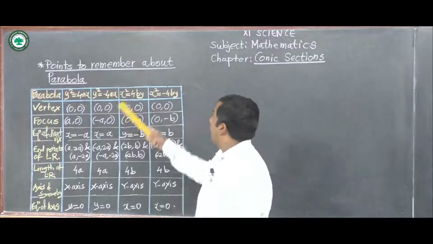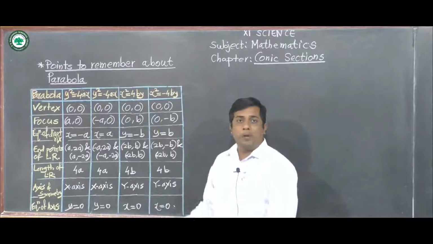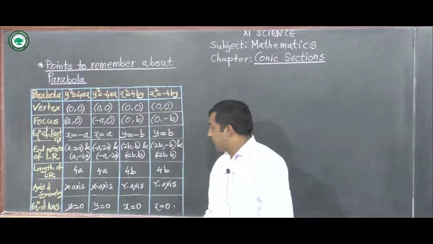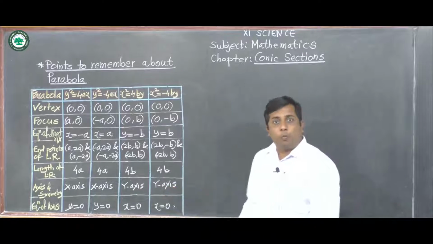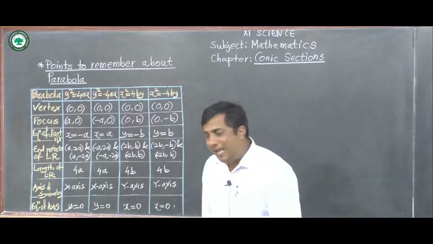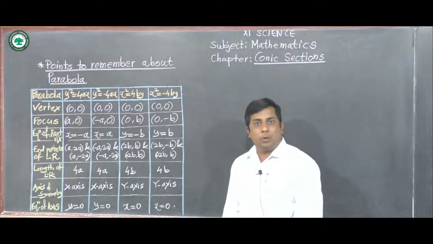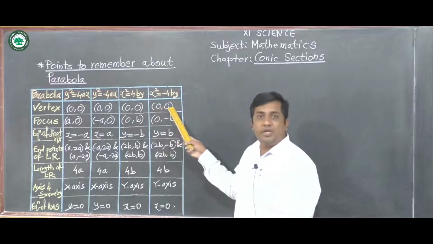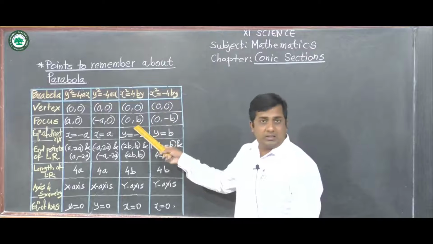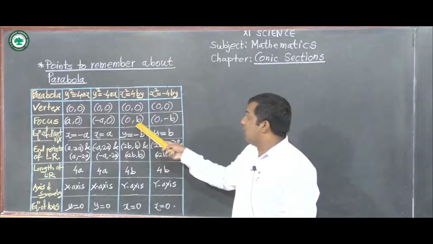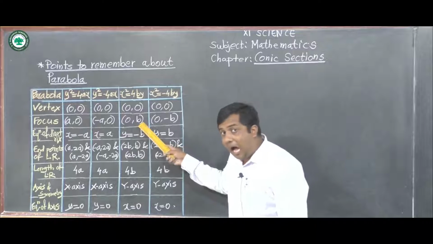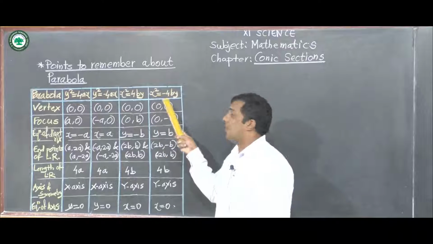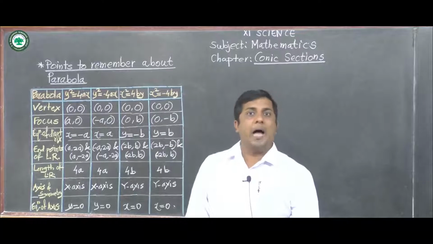Next, we define the parabolas x square is equal to 4by and x square is equal to minus 4by. Here the axis of symmetry is the y-axis, and we know the equation of the y-axis is always x is equal to 0. Since we consider the standard parabola, the vertex is at the origin. Then the focus, that is the fixed point, has coordinates (0, b) for the first parabola and (0, minus b) for x square is equal to minus 4by.